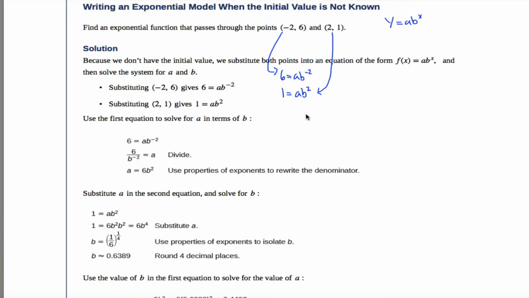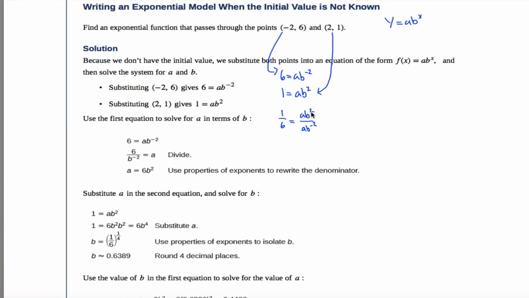This isn't specific to this problem. This will work on any of these exponential problems where you're given 2 points and you need to solve for the parameters a and b. So you divide them. You say if this equals this and this equals this, then this divided by this equals this divided by this. Or you can go in the other direction. That's what I'm going to do. I'm going to say 1 divided by 6 must be equal to ab squared divided by ab to the -2.